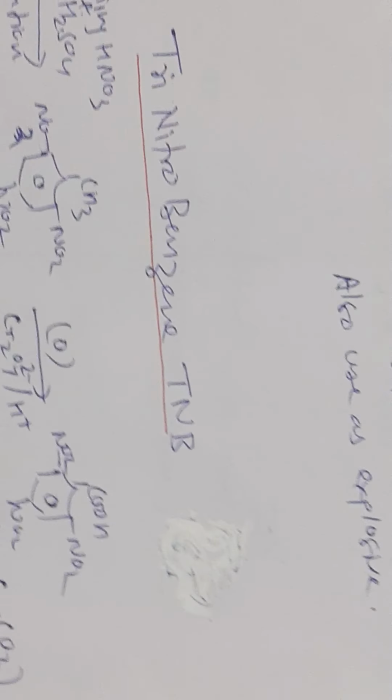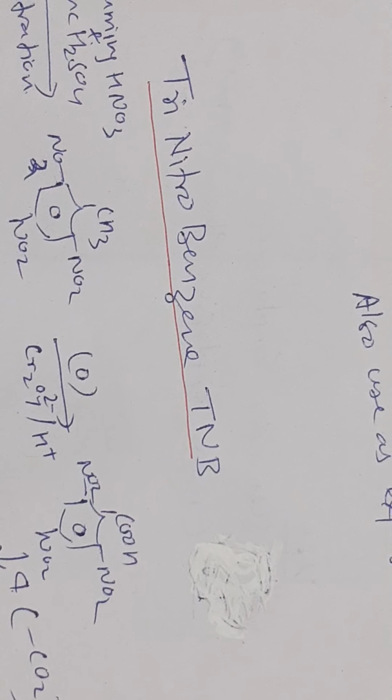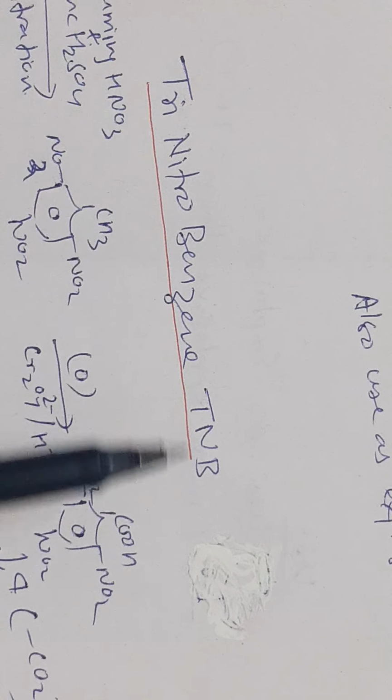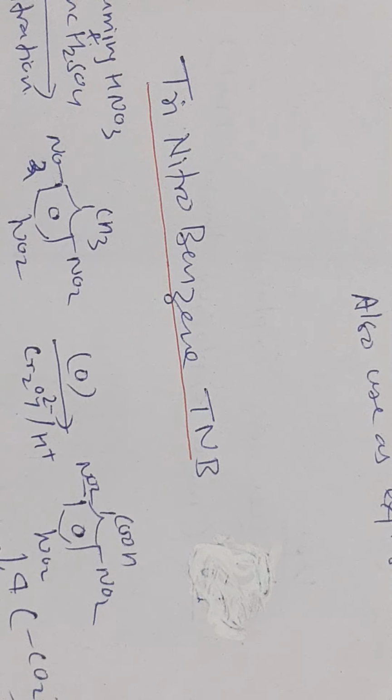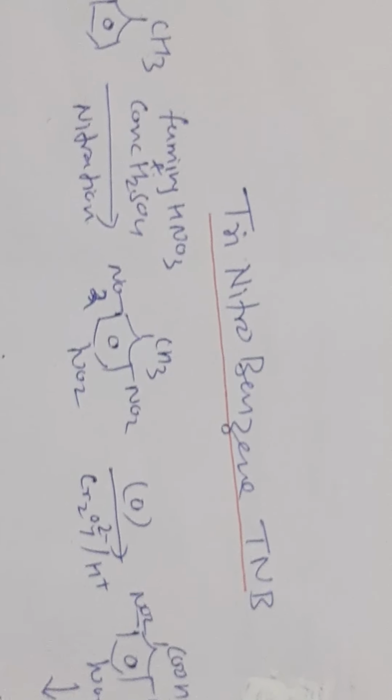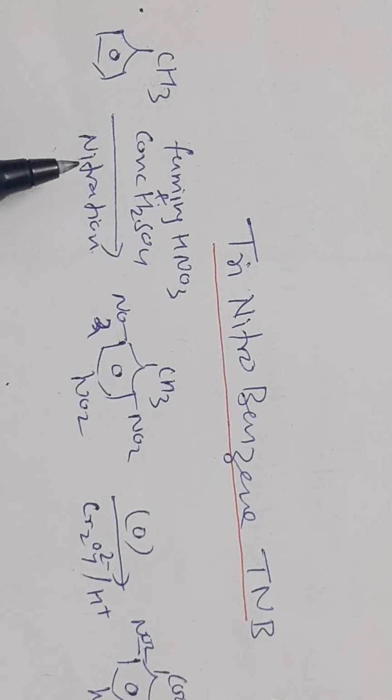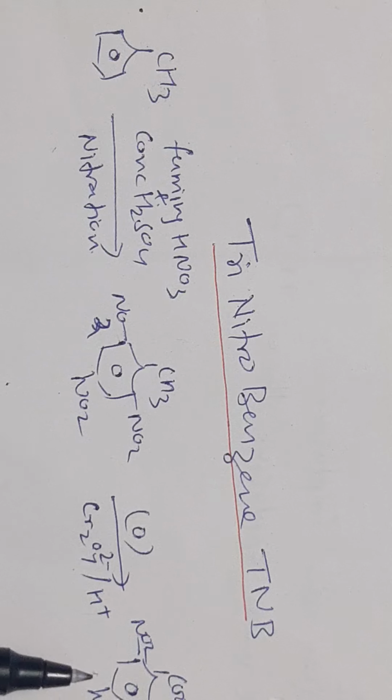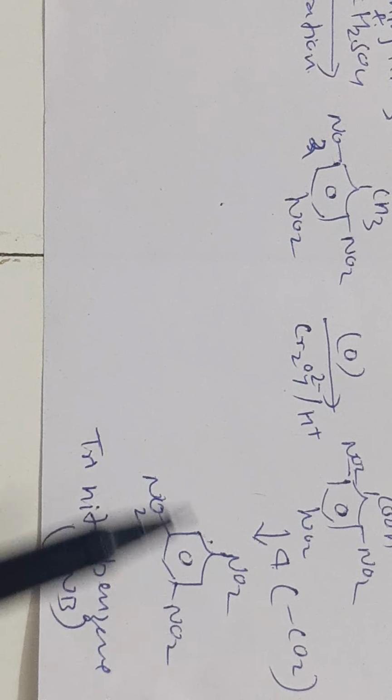The next is trinitrobenzene, that is TNB. We have seen the synthesis of TNB in the reactions of TNT. From toluene, by step-by-step nitration, we get TNT, trinitrotoluene. This TNT on oxidation gives trinitrobenzoic acid. This, when heated, eliminates CO2 and we get trinitrobenzene. So this is the synthesis of TNB.